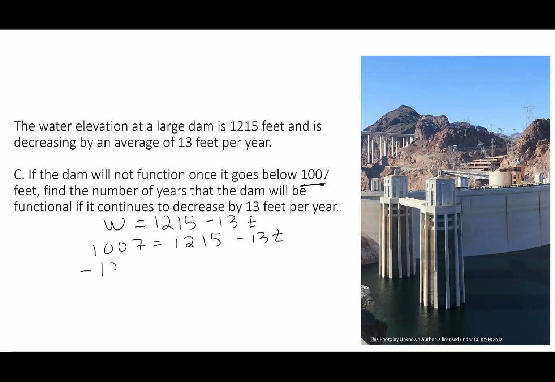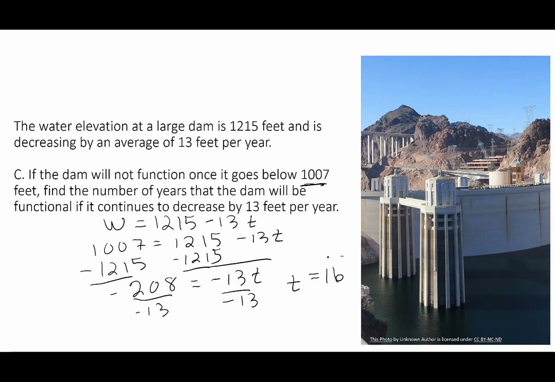I'll start by subtracting 1215 from both sides. This says negative 208 on the left is equal to negative 13t on the right. I'll divide both sides by negative 13, which says t is equal to 16. So if we continue to have this same reduction of height in the dam, we only have 16 more years of service for the dam.